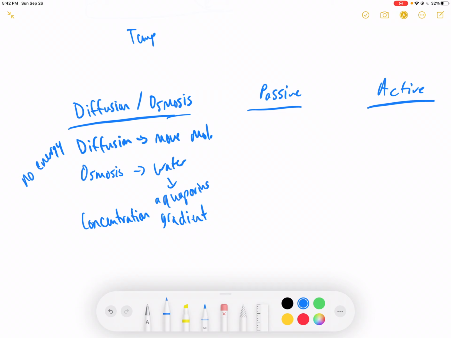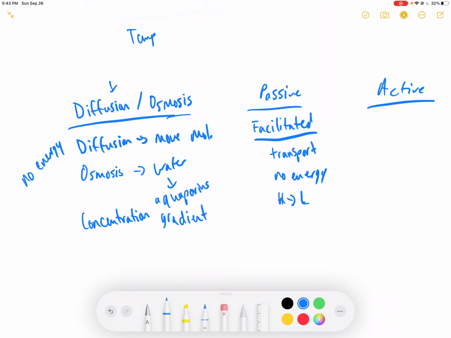Okay, passive transport can be done in two different ways. We have diffusion, right? So diffusion is part of passive transport, and then we have facilitated diffusion. Facilitated diffusion is just like diffusion, except it involves a transport protein on the membrane to get it across because it's too big. And so it's still going to have no energy and still has high to low concentration, or concentration gradient.